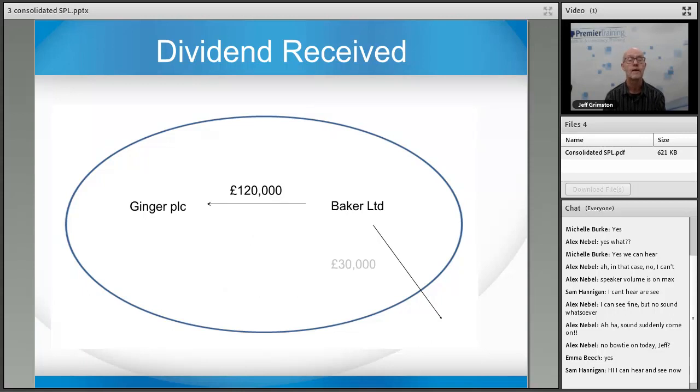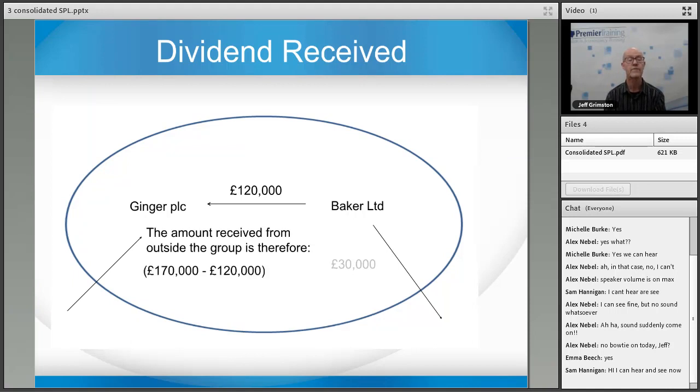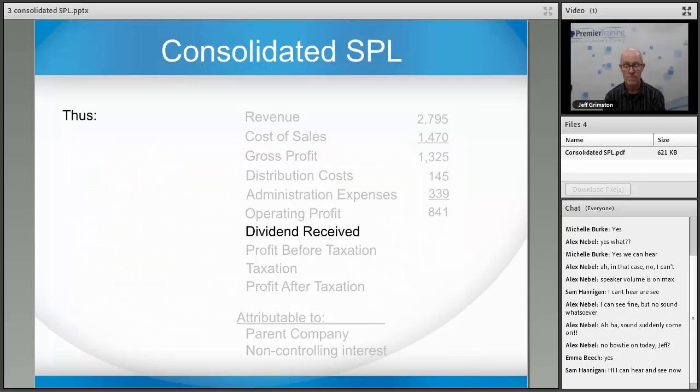which is not something we have to deal with separately. So what we've established, if 120,000 goes from Baker to Ginger, total receipts of 170 means that from outside the group they must have received 50,000. And that is the only figure in dividends received that crosses the line. So, dividend received, 170, minus 80% of 150 gives us 50 dividend received.